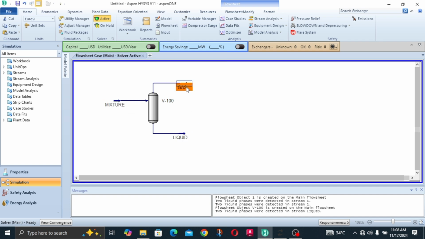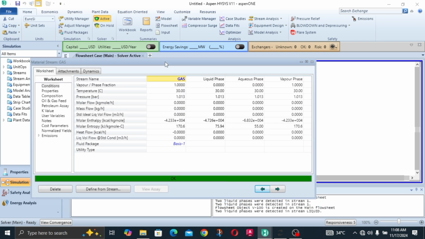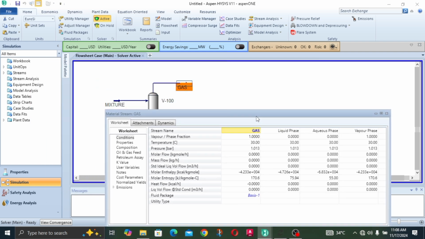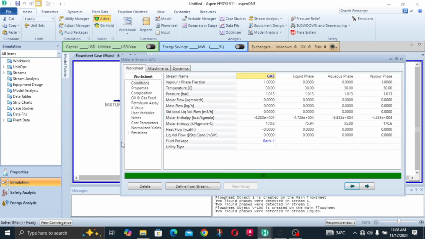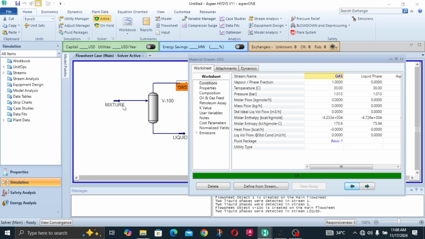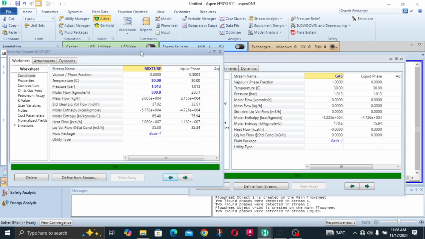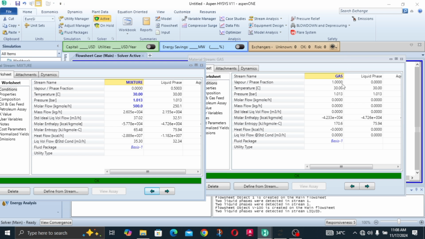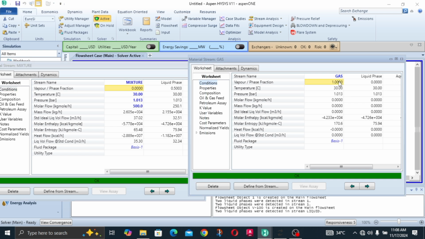To do that, we will be clicking on the gas outlet at the top. Take note of the first 4 parameters. Let's compare with what we had in our inlet. Yes, much better. Then we can open up another one for our inlet. All right, so let's compare. First of all, our phase fraction for the mixture, that's the inlet, is 0, and for the gas outlet it is 1, and it makes sense because the gas is supposed to be 100% gas in the gas outlet. The temperature is the same, 30, 30, and the pressure is the same, 1 bar, 1 bar.